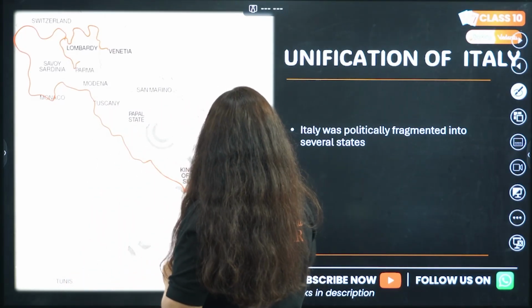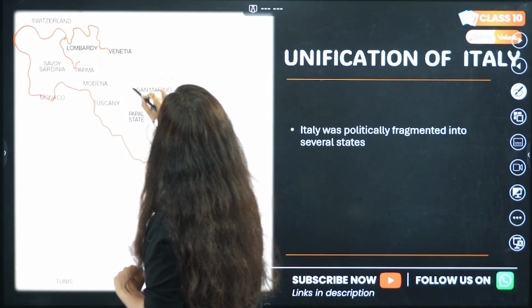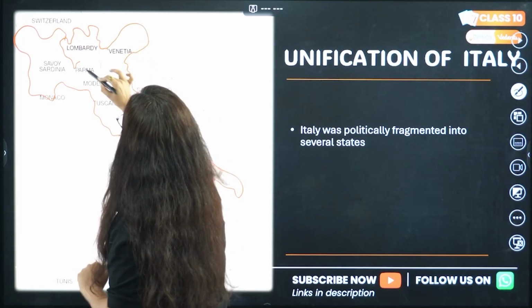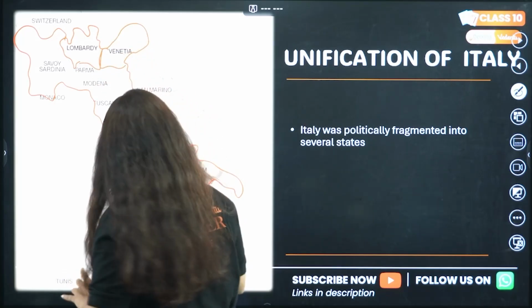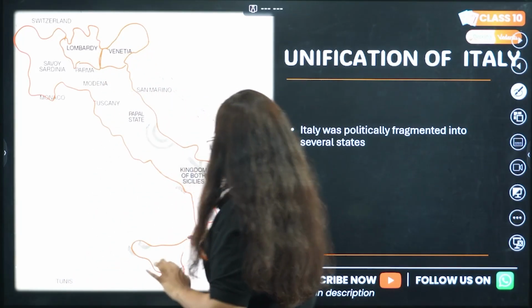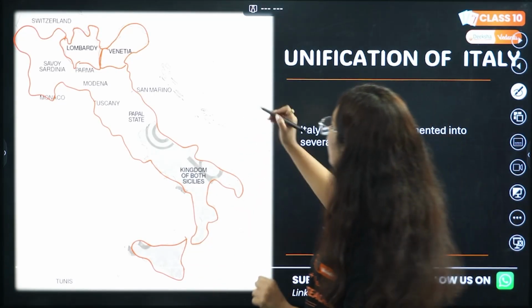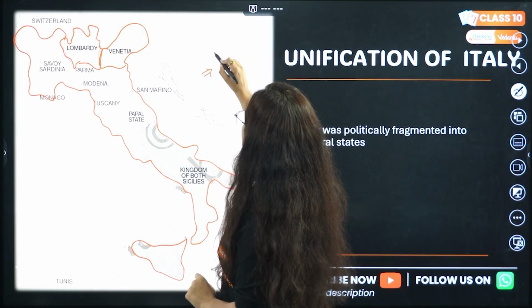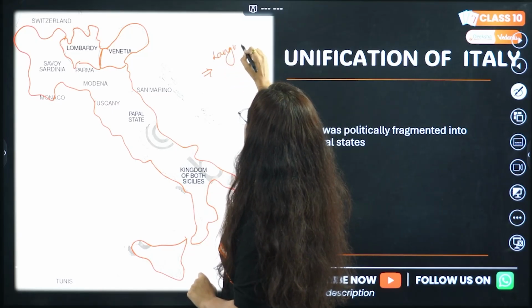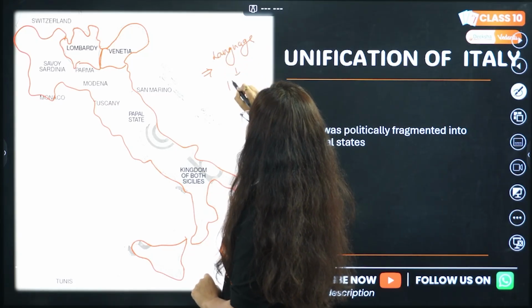But during that time, it was divided into certain states like Germany was. Similarly, if I talk about this entire region, the only common theme among this region was the language. And what was that language, beta? Italian language.